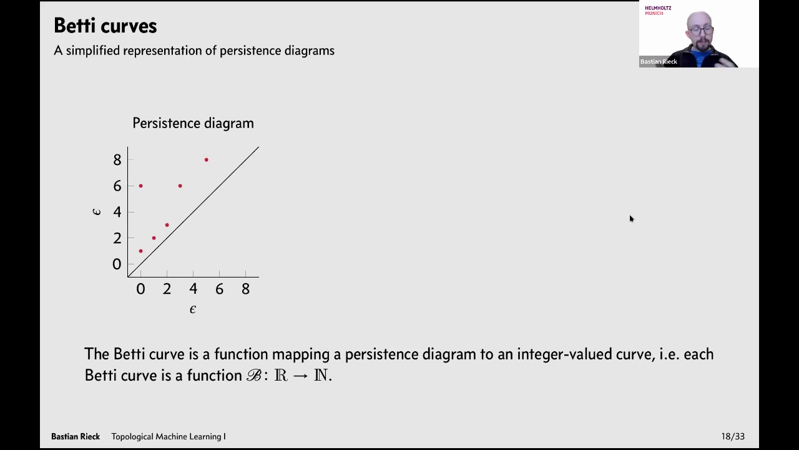Now, let's move on a little bit to other representations. We've talked about persistence diagrams and kernels. What else can we do? Well, a very simple, and I should say probably still my favorite, representation of persistence diagrams is the so-called Betti curve, which is a very simplified representation of a persistence diagram. It essentially maps a diagram to an integer-valued curve. So it just measures how many points you have given a specific threshold.